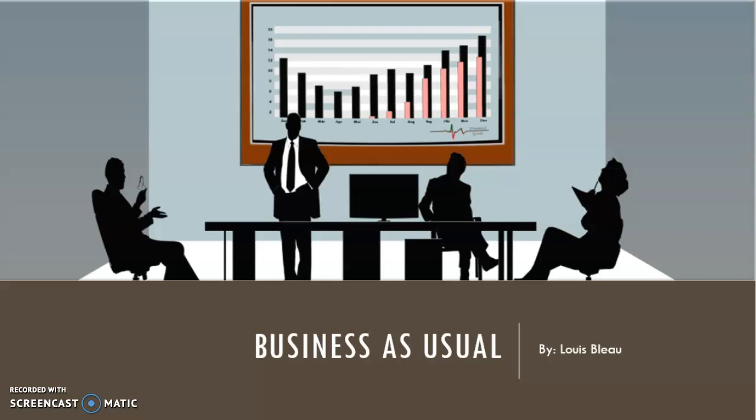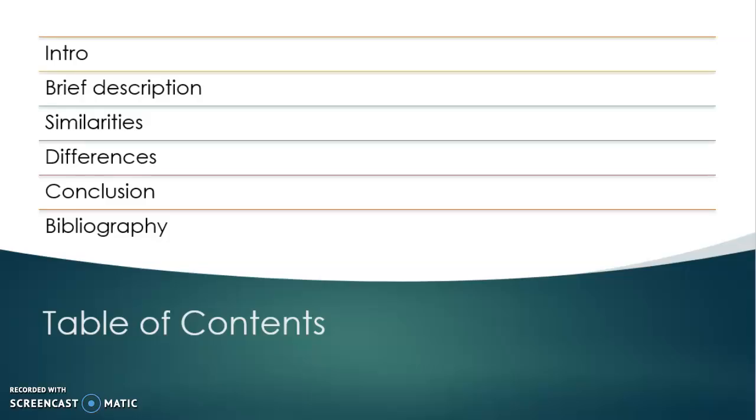Here we go. All right, so first off, we have a table of contents. I'll do a quick introduction. I'll go over a brief description that's included in the intro. Then we're going to go over the similarities and differences. Now, this is the similarities between the theory and reality, as well as the differences between theory and reality. Then we'll go to the conclusion, which is where I present my findings. And then, of course, you can't forget the bibliography. That's where I put my sources.